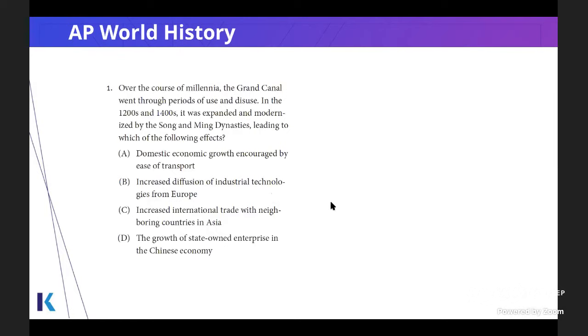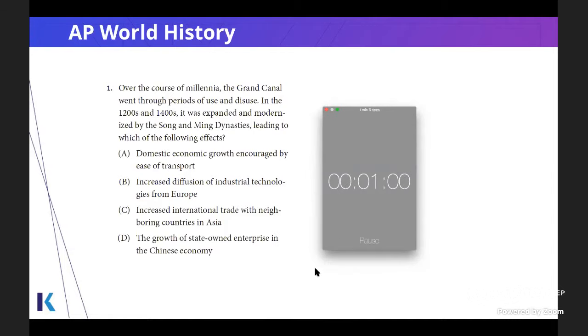All right, so we have another test-like question. I'm going to go ahead and start up a timer again for you. You're going to read the question, pick out an answer, and then we'll talk about it.